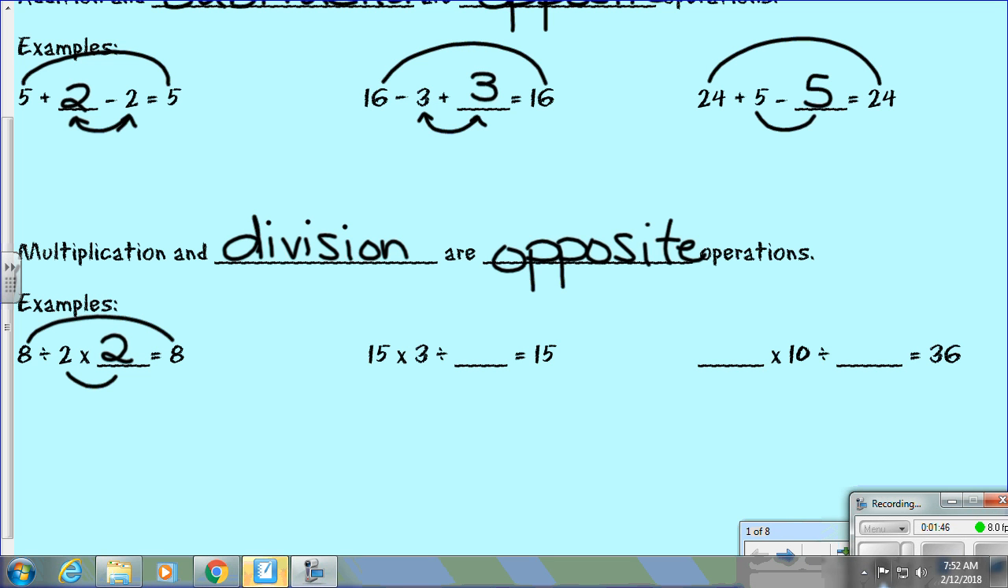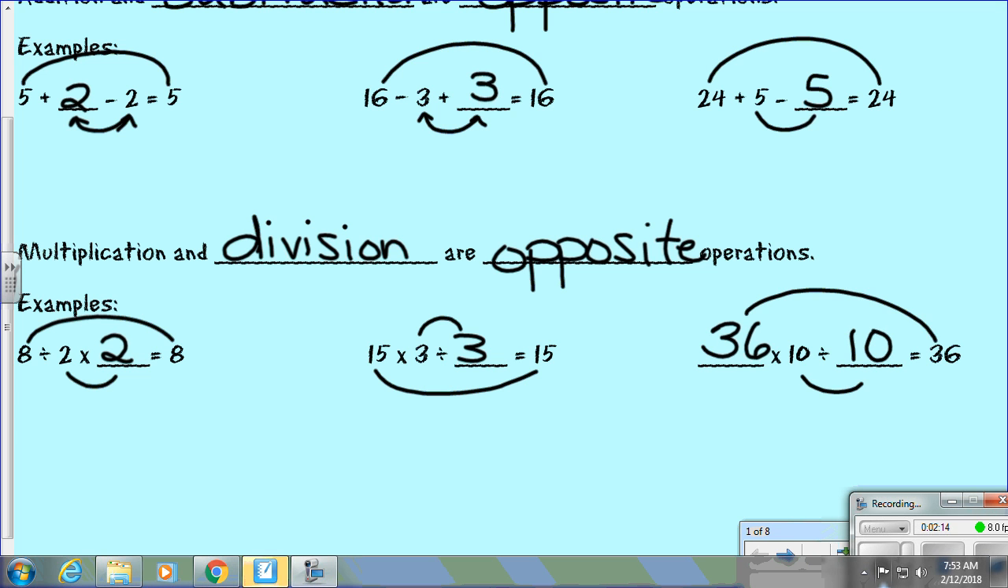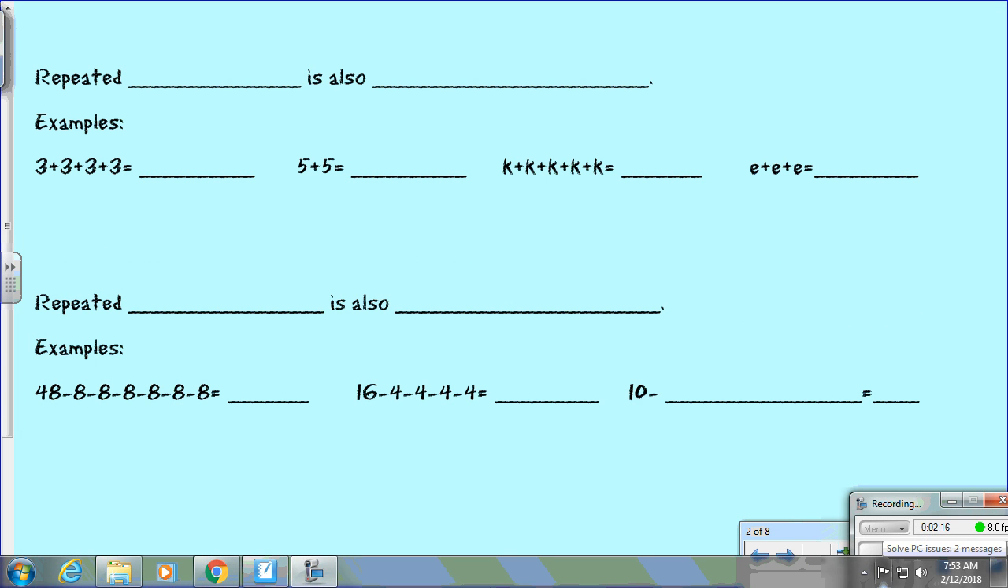If I start with 15, multiply by 3, divide by what number, and I end up with 15, what goes in the blank? 3. And what number would I start with, multiply by 10, divide by some number, and end up with 36? 36 times 10 divided by 10. Again, insides, outsides. Okay, now moving on.